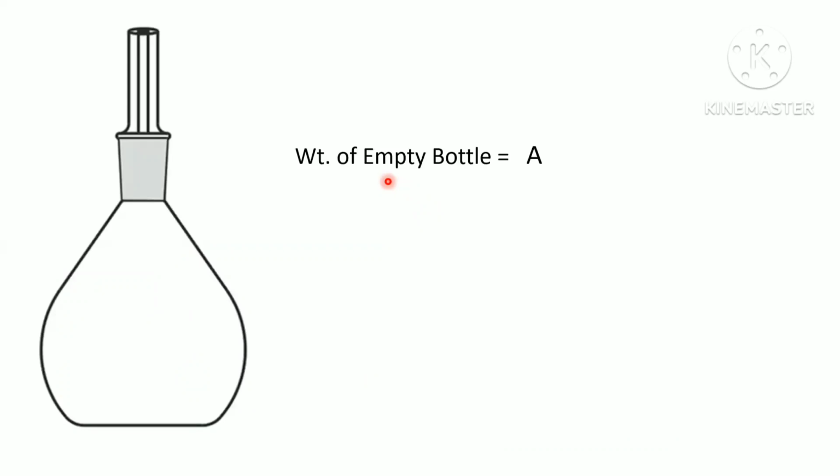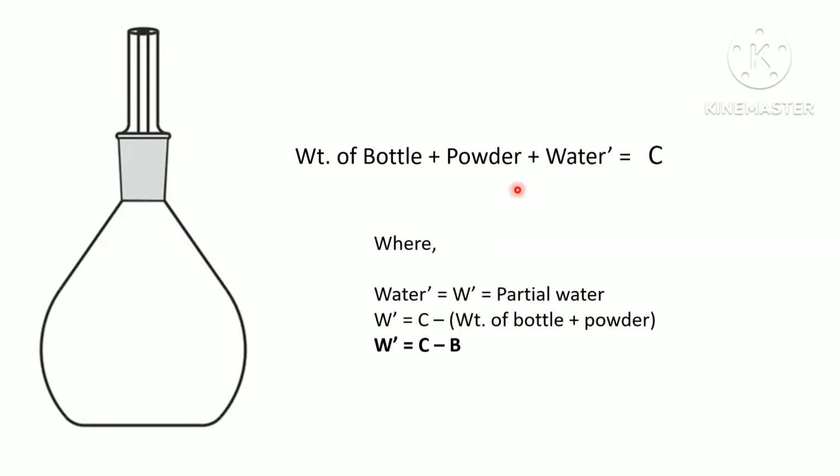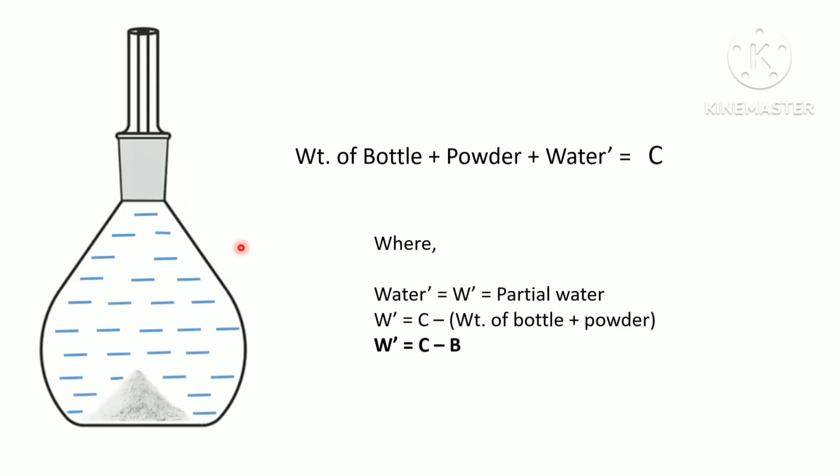Weigh the empty bottle and assign the weight with some letter A. Note it down, the weight of A. Then add the powder sample to the dry bottle and again do the weighing of this. Weight of the bottle plus powder is equal to B. Again, add water to this powder containing bottle.